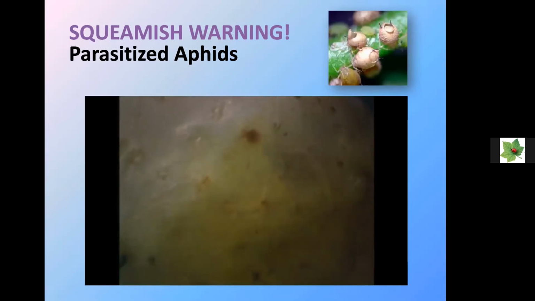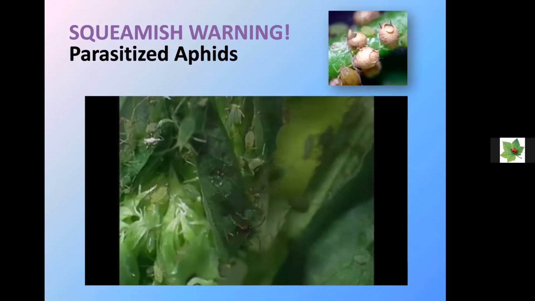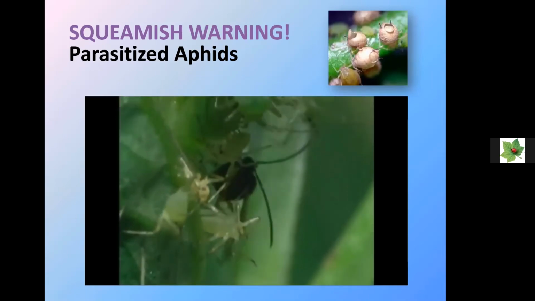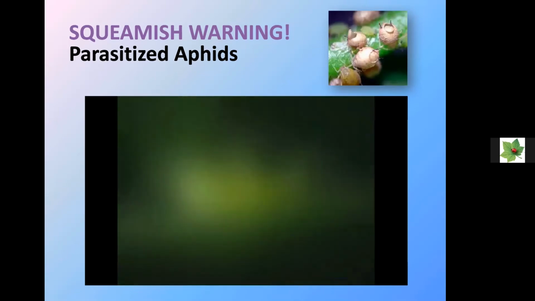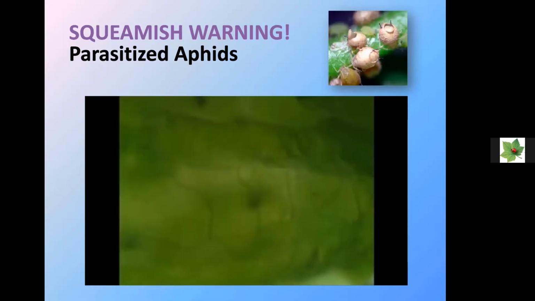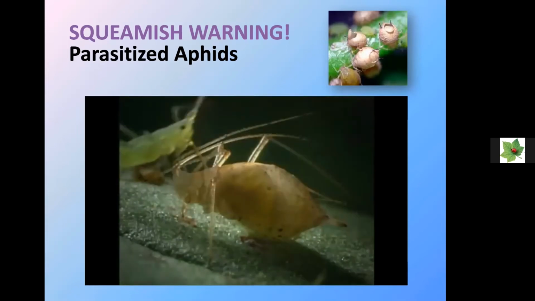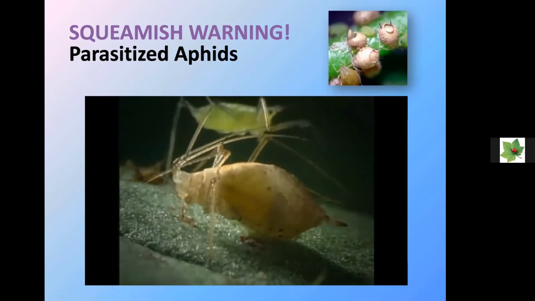So as you can see here, this is the larva and the egg hatching and developing inside of one of those aphids. I don't know if you can see the little tiny thing moving around. So the aphid is alive, but it's just unable to move. And the wasp is growing inside of it.